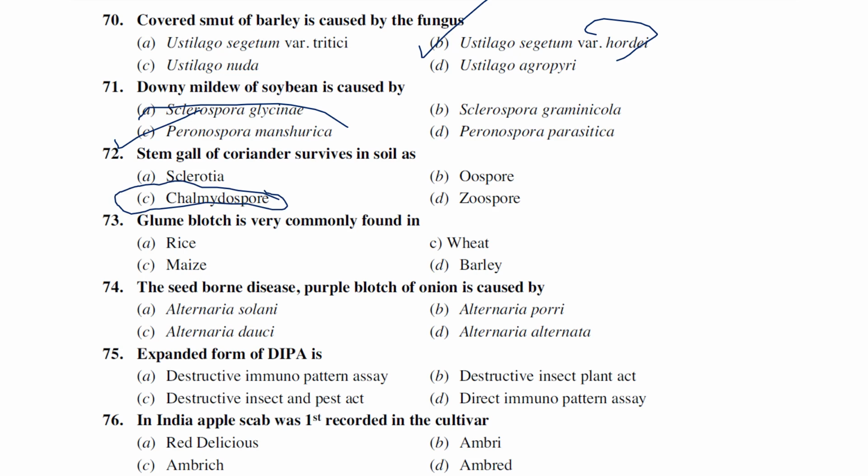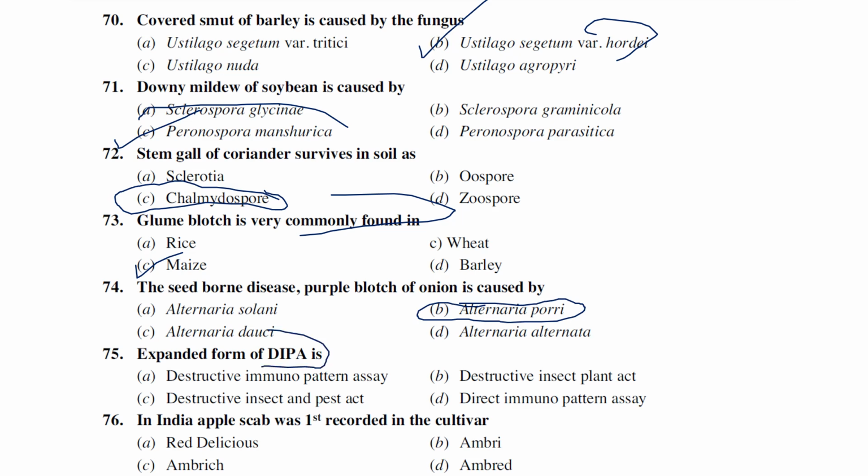Okay. Glume blotch is very commonly found in rice, wheat, maize, and barley. So this glume blotch generally can be observed in maize. Okay. The seed-borne disease, purple blotch of onion, is caused by Alternaria porri. So the answer is Alternaria porri.